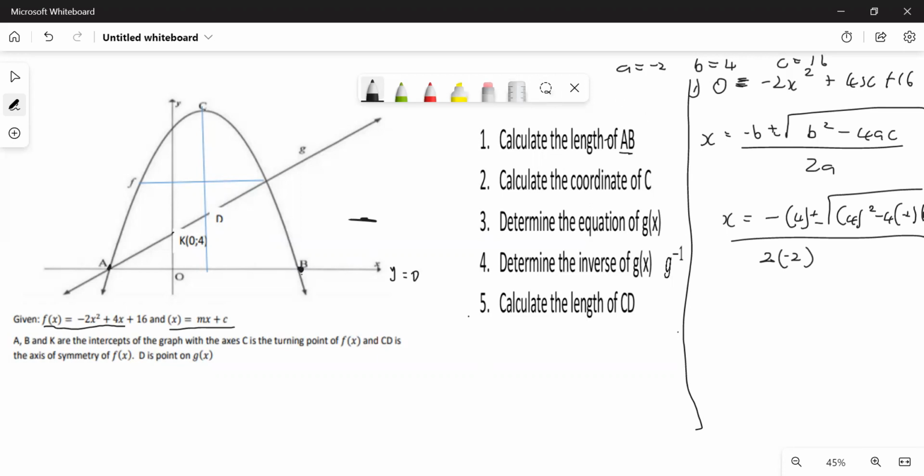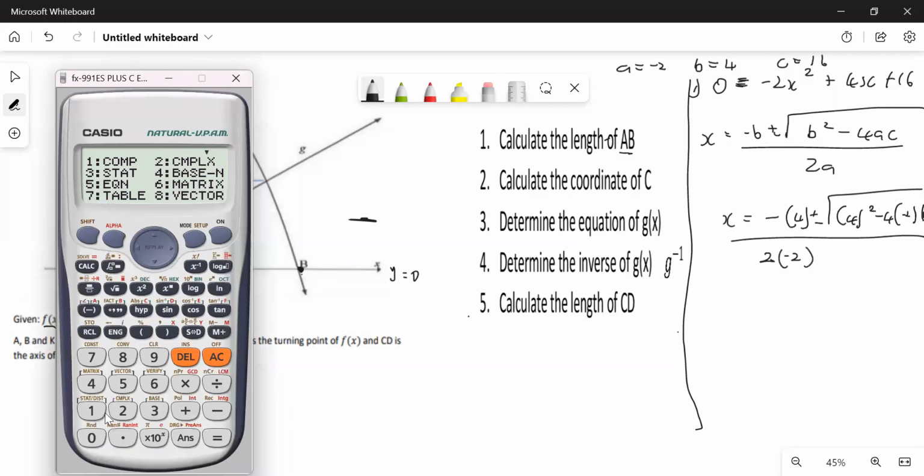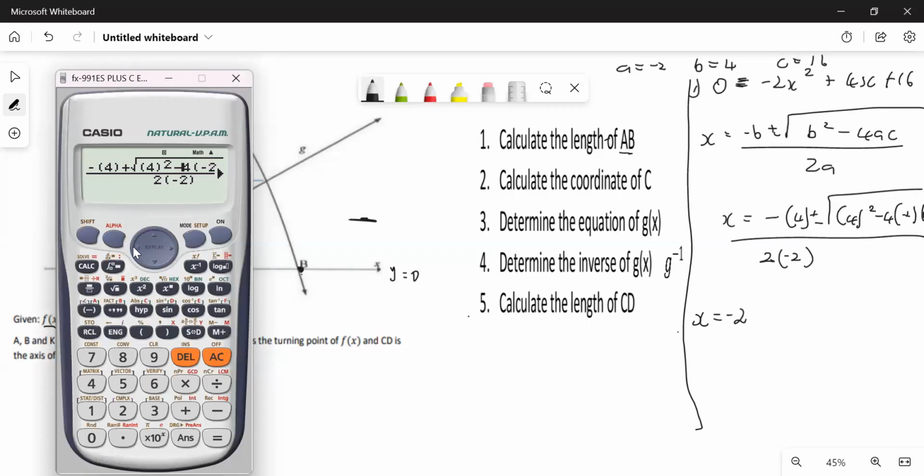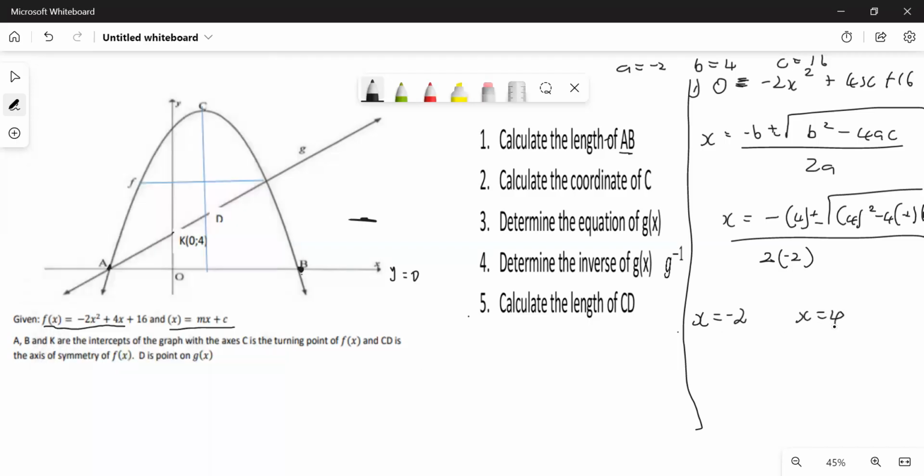Okay, now we're going to take the following information and type it in the calculator. We have minus open bracket 4 close bracket, you start with plus, and then we have the root of 4 all squared, minus 4 multiplied by your a, which is minus 2, multiplied by 16, which is your c. And then all this should be all over 2 multiplied by minus 2. If you press equals, it gives you the first x value, which is minus 2. Next, instead of plus, you put minus. If you put minus here, x is going to be equal to 4.